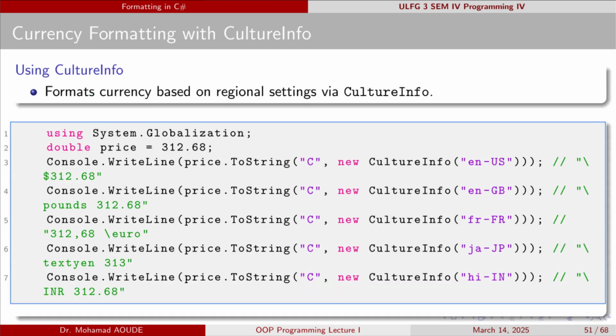When formatting currency, regional settings matter. The CultureInfo class allows you to specify different locales. For example, en-US shows dollars, 312.68. en-GB shows pounds, 312.68. fr-FR shows euros with French formatting. You can format currency for any country just by changing the CultureInfo passed to the ToString method.